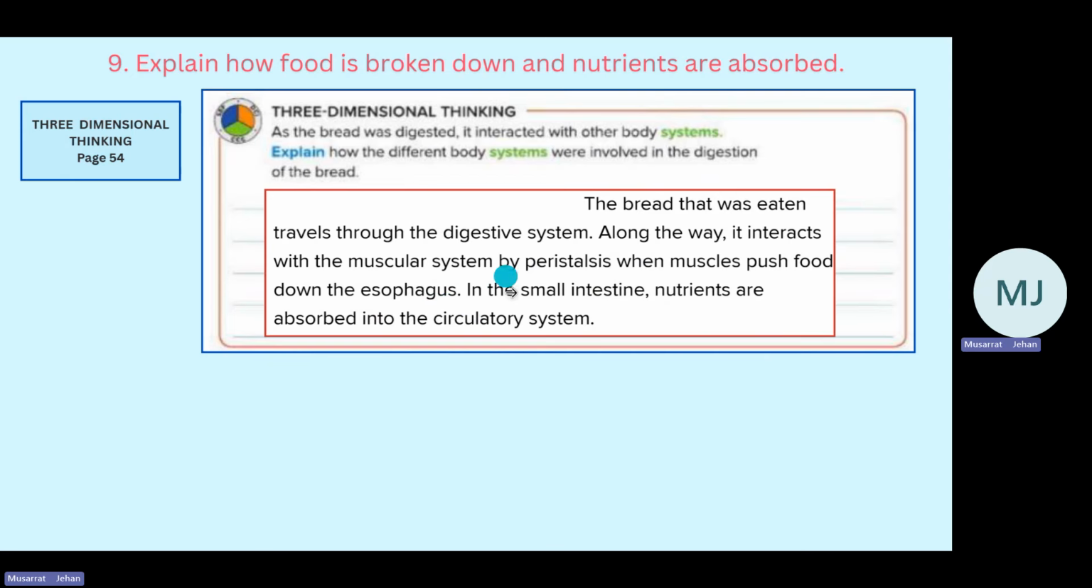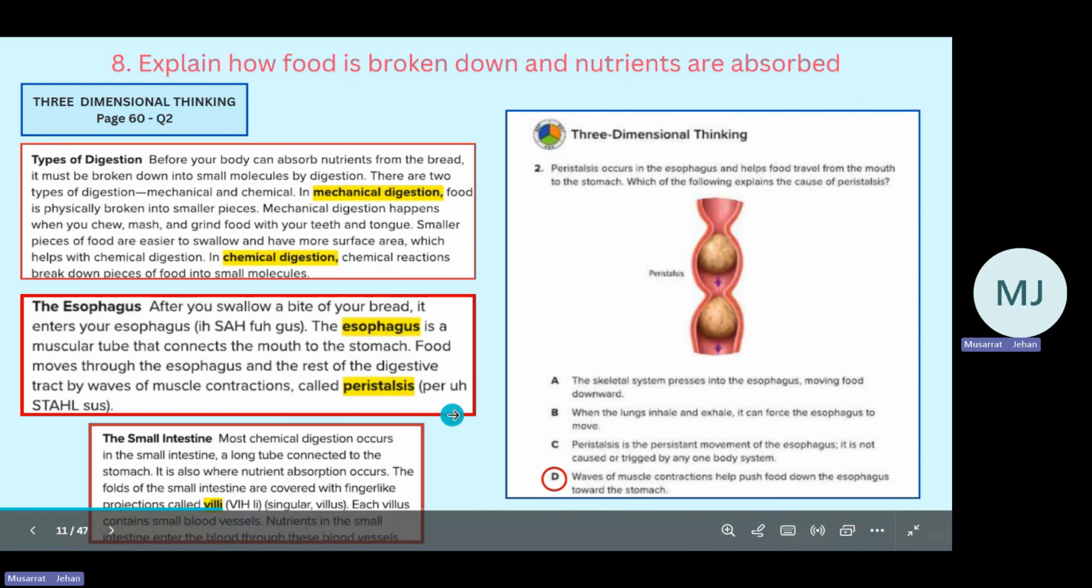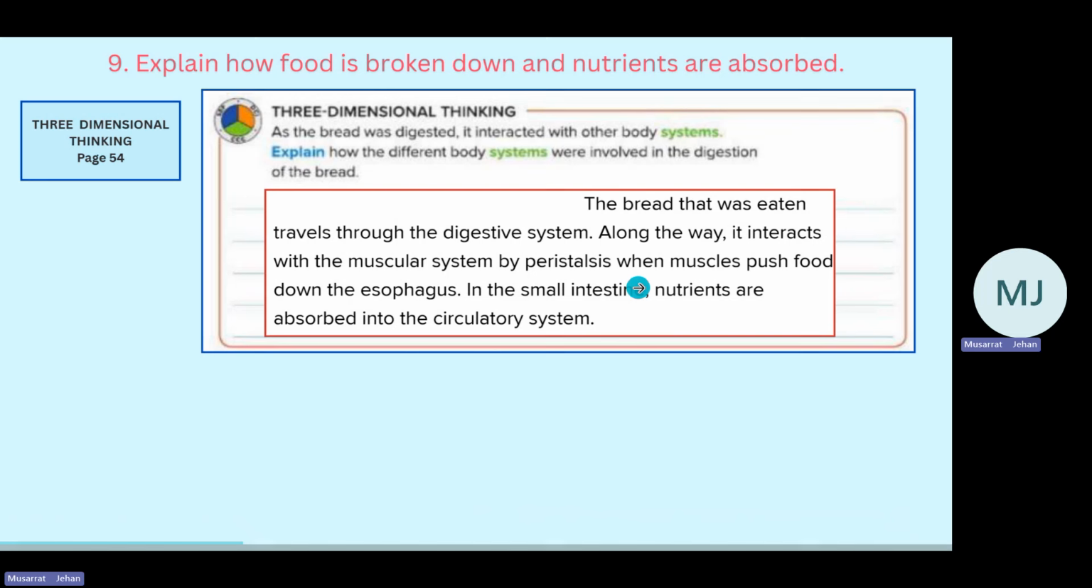Then what's happening in the small intestine? I just told you here it has villi, which have a lot of blood vessels. So that when it goes in the small intestine and food has been digested, now it needs to be absorbed. The nutrients need to be absorbed so that the body can use those nutrients. So in the small intestine, there are villi, and these villi have a lot of blood vessels. These blood vessels absorb the nutrients from the digestive system. So here the circulatory system is interacting with the digestive system. So this is an example where two systems are interacting with the digestive system, the muscular system and the circulatory system.